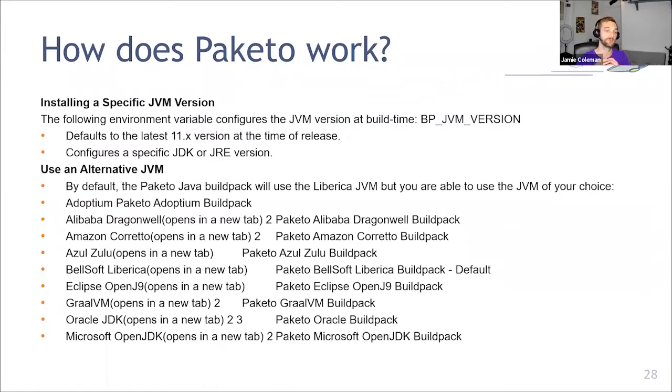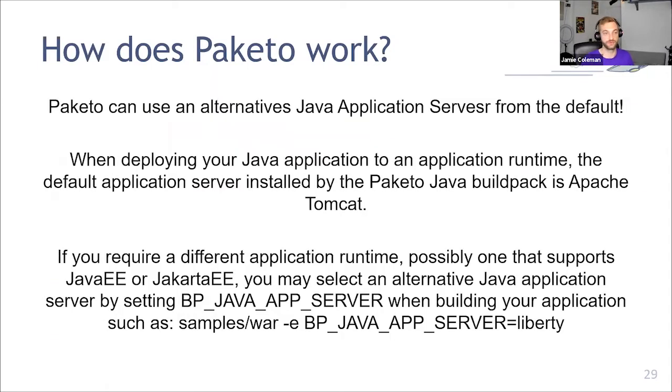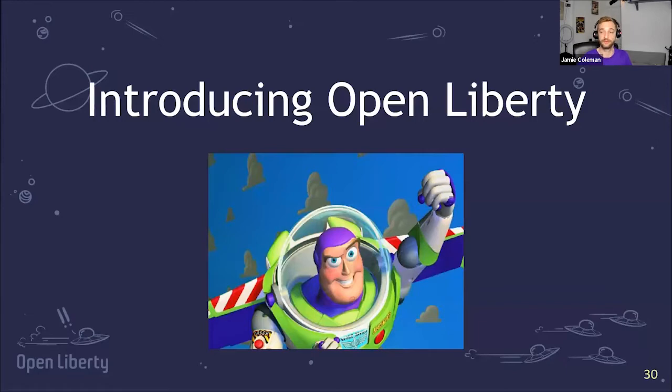So you can install specific JVM versions as well, and use alternative JVMs. So lots of different choices here. And with Paketo, you can use alternative Java application servers from the default. So it's entirely up to you what runtime you want to use. When deploying Java applications to an application runtime, the default application server installed by Paketo is Apache Tomcat. But what this will do is look at our application code and our file structure, and it will know I'm already using Open Liberty, so that's the runtime it will use.